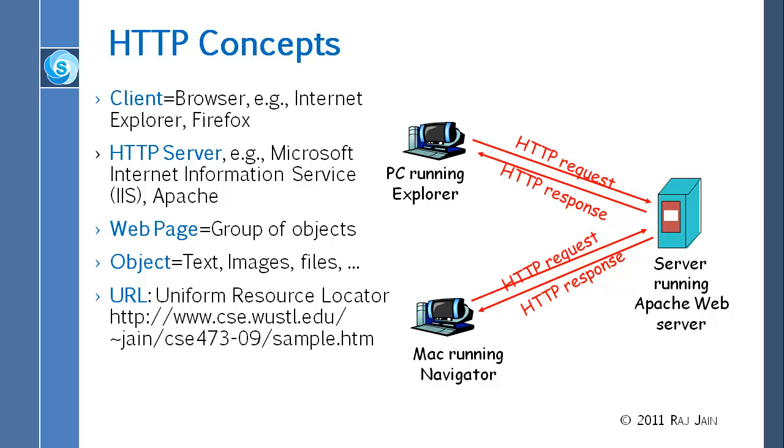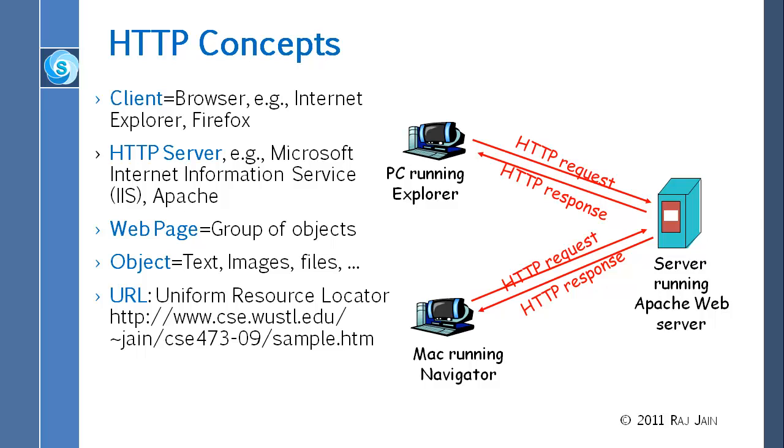And the web page, now what is a web page? So a web page itself is a whole group of objects. It could have some text, some pictures, some movies, all in the page, right? So we call them objects. These objects will be text, images, and files. And each web page has a URL. URL is the locator, Uniform Resource Locator. So that URL tells you where the page is located.